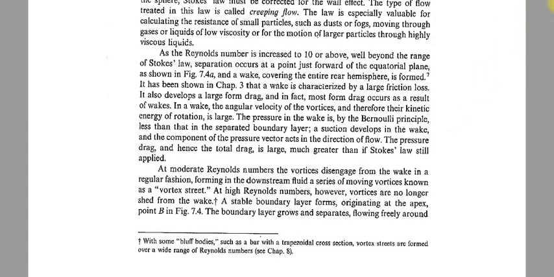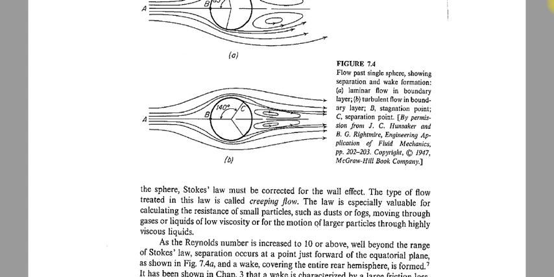When the solid body is in the Stokes law region, or when the Reynolds number is less than 1, at that time the flow is called the creeping flow. So here it is defined. The type of flow treated in Stokes law is called the creeping flow. An example of creeping flow is when a particle or dust is suspended in the fog. That type of problem can be solved by the Stokes law.